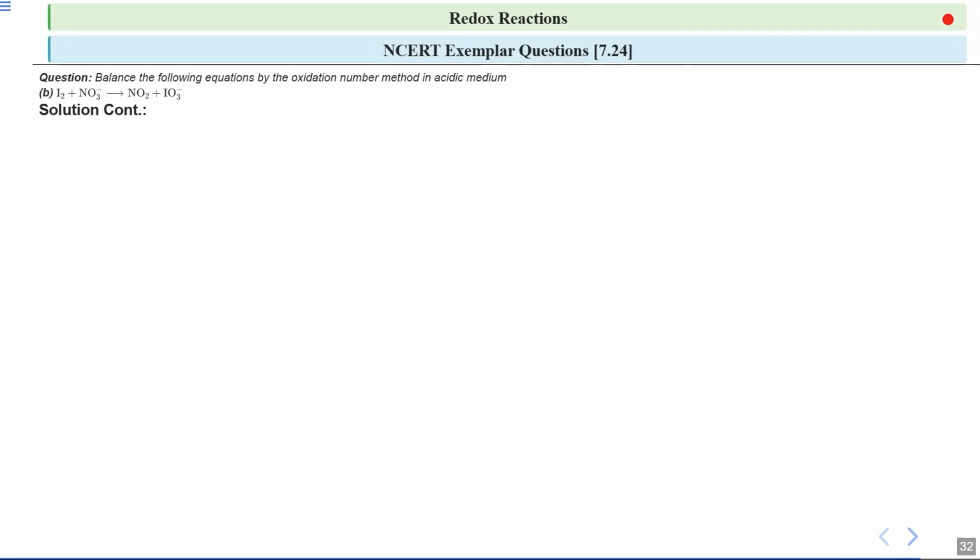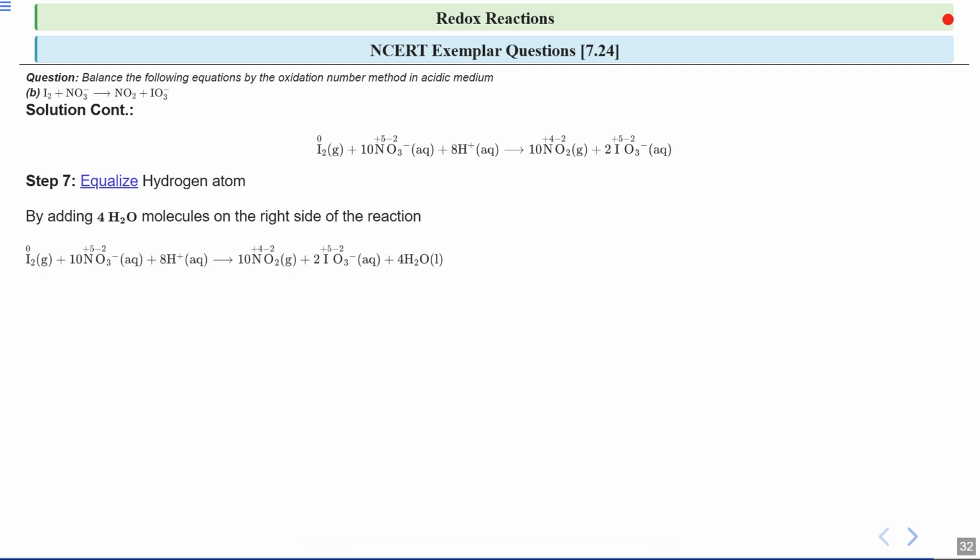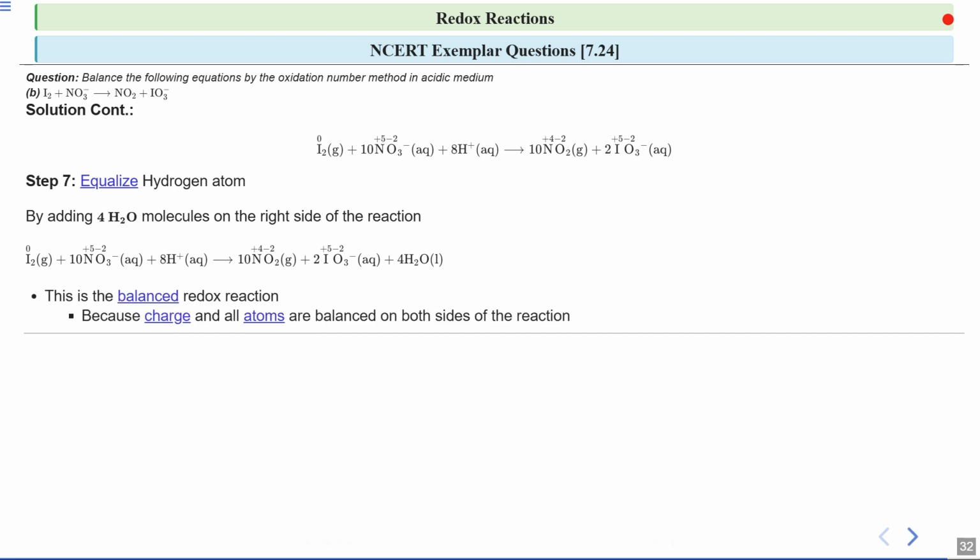What is the next step? Now we need to balance the hydrogens. How will we balance it? By adding 4 H2O onto the right hand side of the equation. If you do it, you will get I2 plus 10 NO3- plus 8H+ giving us 10 NO2 plus 2 IO3- plus 4 H2O. So this is your final balanced redox reaction. Here, the reaction is balanced because the charges and atoms are present in equal number on both sides.